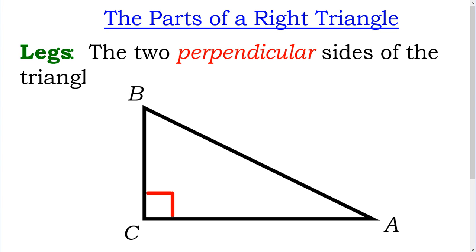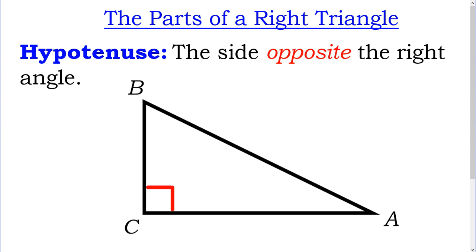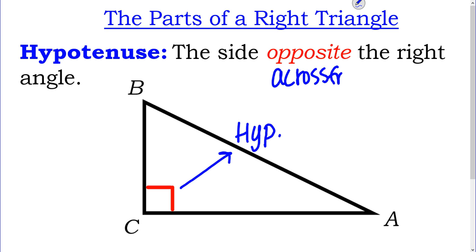The legs are the two perpendicular sides of the triangle. So these are the two sides, BC and CA, that make up the right angle. So here's the leg, and here's the other leg. Then we have the hypotenuse, which is across from the 90-degree angle. Sometimes I'll abbreviate that as HYP. So the side opposite or across from the 90-degree angle, the right angle, is called the hypotenuse. So here we had our two legs, and then we have the hypotenuse.